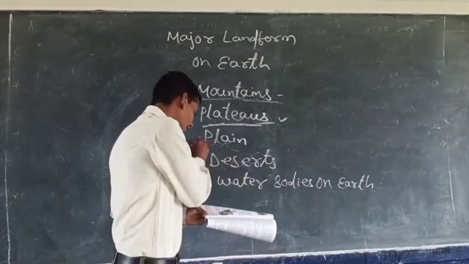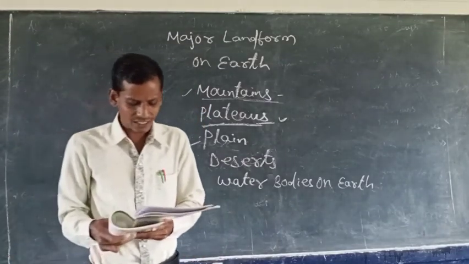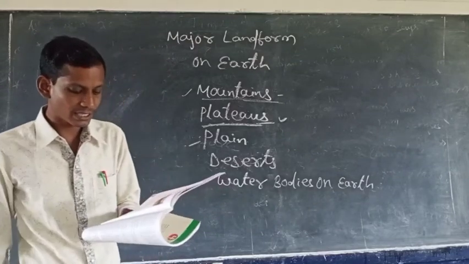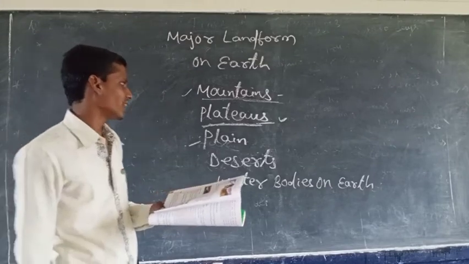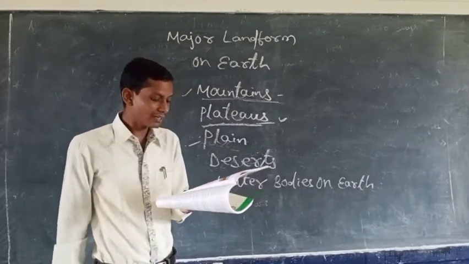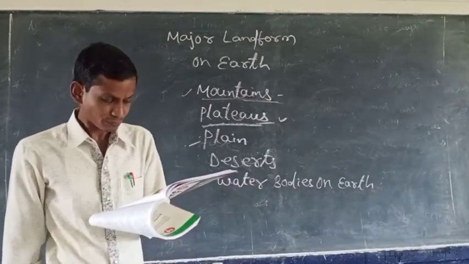Then another one given: plains. Plains are large flat land masses or land areas. They are usually less than 200 meters above sea level. From sea level they are only 200 meters above, and they are a flat, plain surface.